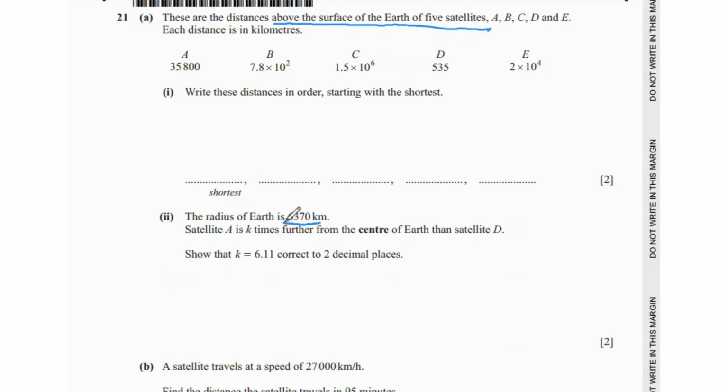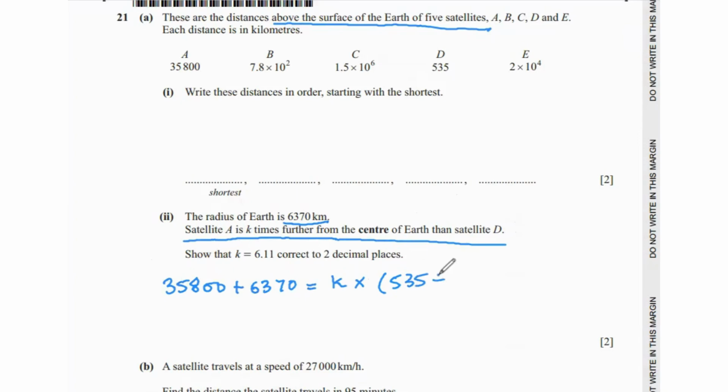They're saying the radius of Earth is 6,370. Satellite A is k times further from the center of the Earth. Center of the Earth means we need to add the value of the radius to the distance of the satellite from the Earth to compare the distance for this given statement. So for A, it's 35,800 plus 6,370 is k times. Then for D, it's 535 plus again the radius.